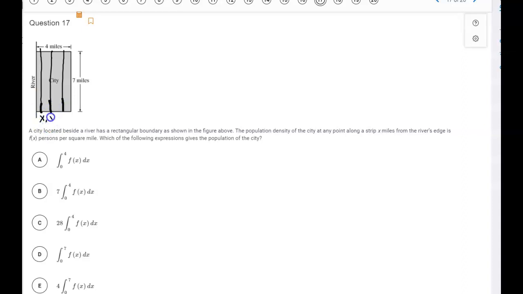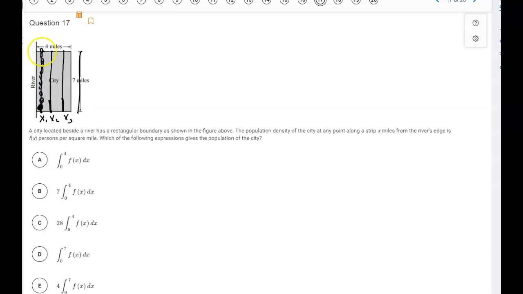So I'll call this X1, X2, and X3, and each one of those represents a distance away from the river, and then there's a certain density. So right here at this point, let's just say there's maybe 100 people per block or something. That's probably too few, but we'll just say that. Notice that this is 7 miles high, so every block along this strip is going to have that density of about 100.